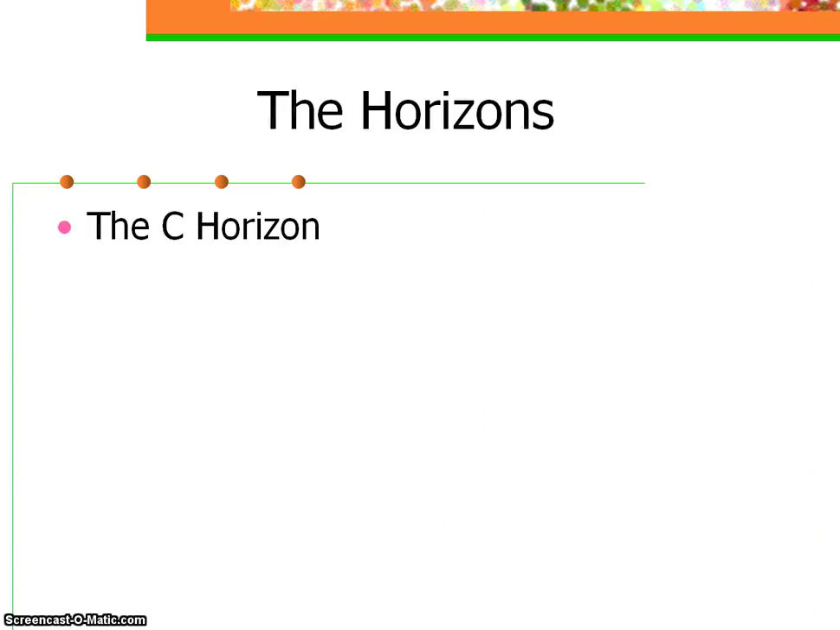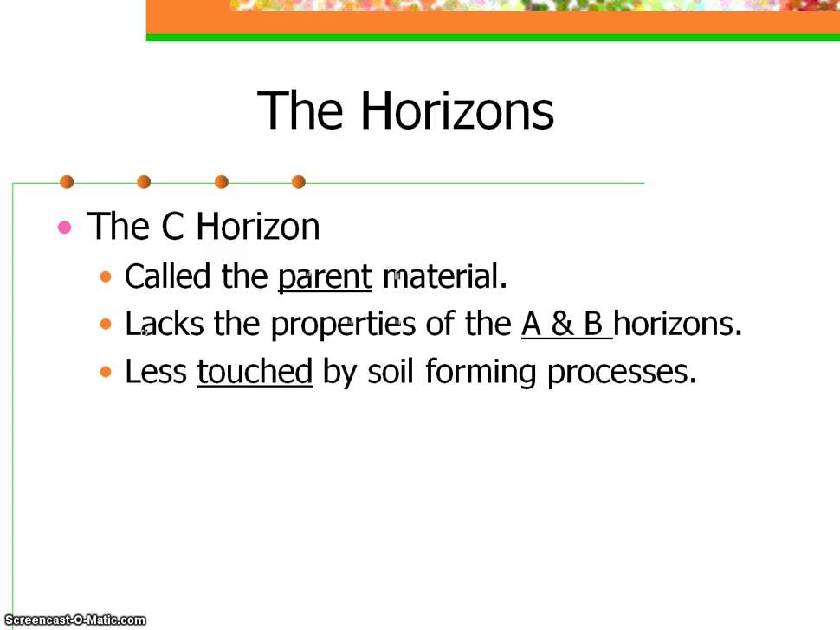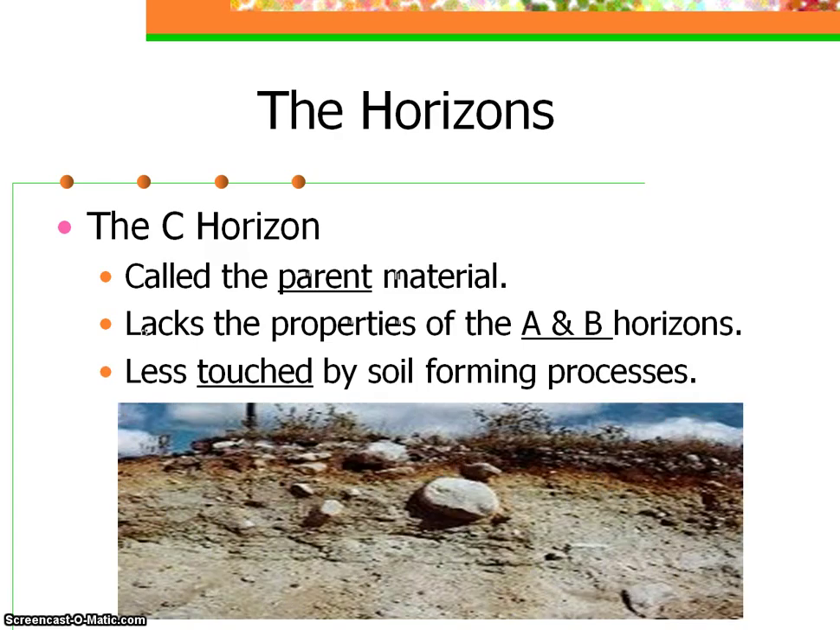Alright, let's get the rest of these characteristics for these horizons. Our C horizon is going to be our parent material. If you remember from last semester, our parent material is going to be the rocks. Rocks get weathered and eroded, broken down into sediments, and they get moved around to different places, and that sediment is what is going to go into forming our soil. And so our parent material is going to be the rock, that foundation for soil building.